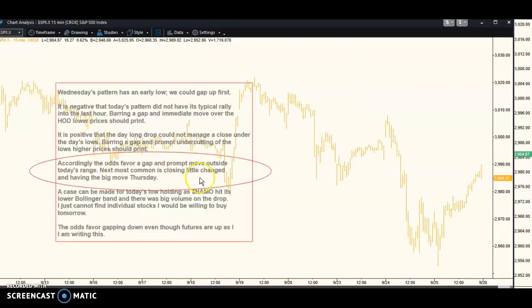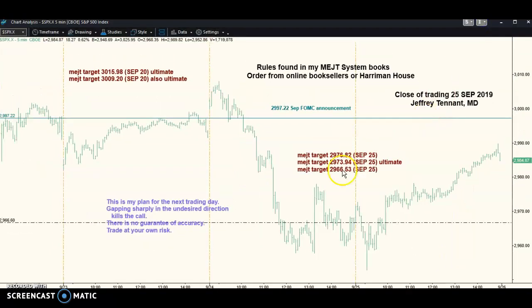Well, here's what we said. We should have a gap and a prompt move outside the day's range. Futures were up pretty smartly when I recorded it. Commonest way is to gap down, but that's not what happened. So how are these targets going to print?